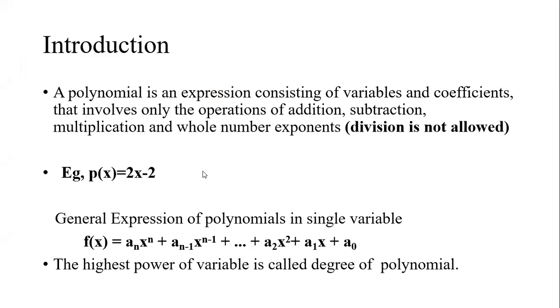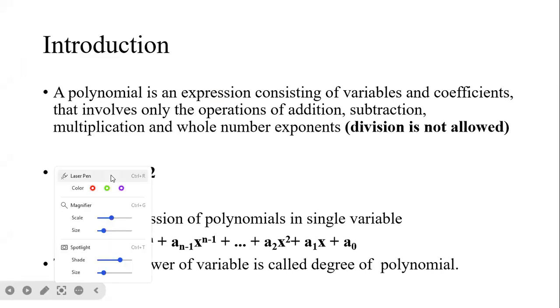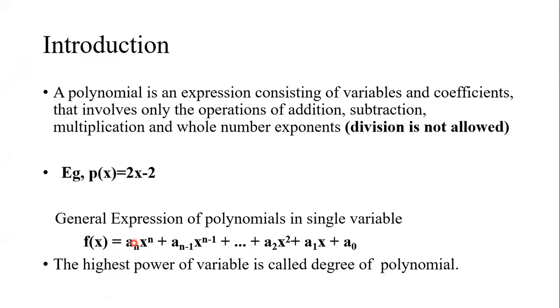Generally, we define an expression of a polynomial in a single variable as f of x equals a subscript n x superscript n, and so on. Whatever the coefficient is, if it is the nth coefficient, then that will be the power. The n minus 1 coefficient has n minus 1 power. Second coefficient, second power. First coefficient, first power, although we are not writing it. Zeroth coefficient, power should be 0, and anything raised to power 0 is 1, so that is why we are not writing it here. The highest power of a variable is called the degree of a polynomial.